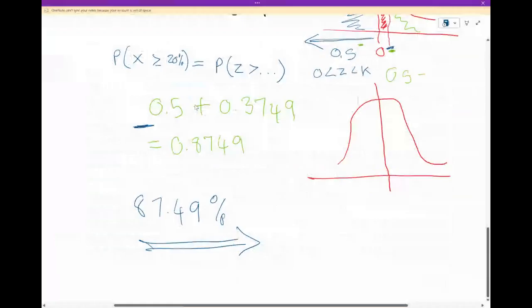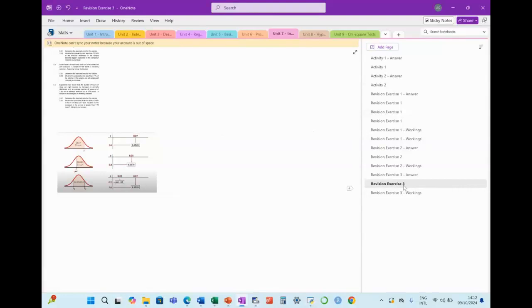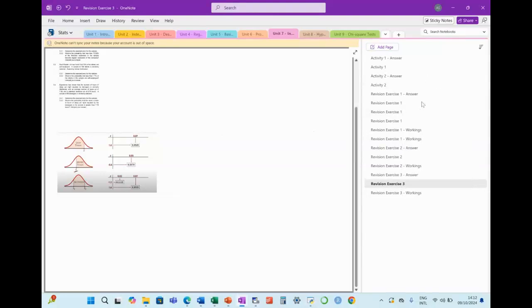So, guys, let's go to revision exercise 3. Revision exercise 1 focuses on population. Revision exercise 2 focuses on the mean. Revision exercise 3 has 2 population questions and 2 mean questions. So if you practice just those 3, revision exercise 1, 2, and 3, you'll be fine.